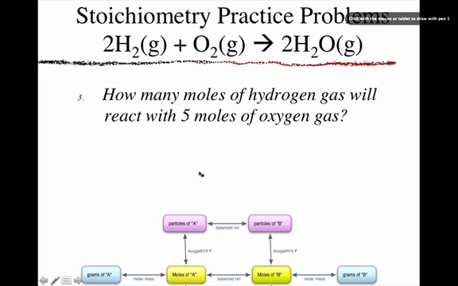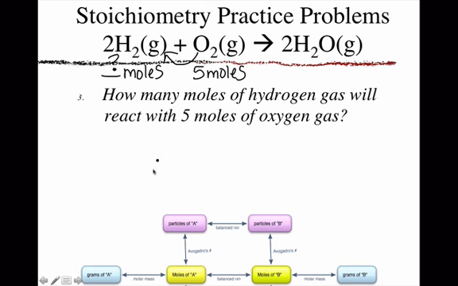Okay, third problem. How many moles of hydrogen gas will react with 5 moles of oxygen gas? So I'm looking for moles here, and they've given me 5 moles to start with here. So I'm going from oxygen to hydrogen, and I'm starting in moles of oxygen, and I'm wanting to end in moles of hydrogen. So that means I only use the balanced reaction and I'm done. It's just one step from here to here.